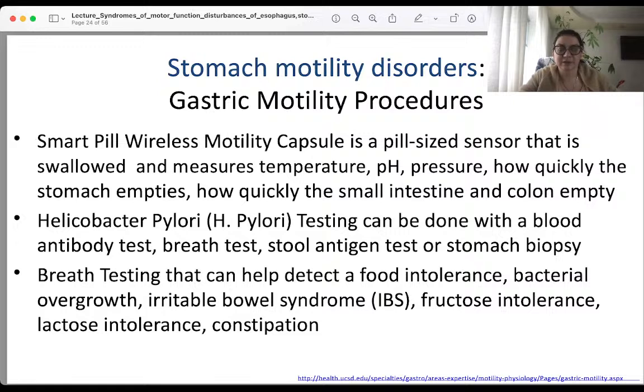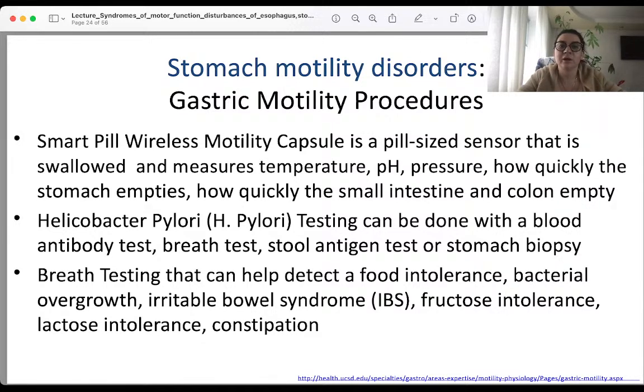Gastric motility procedures. For checking gastric motility, we can do different tests, and the most informative for us is checking pressure with the SmartPill wireless motility capsule. It is a pill-sized sensor that is swallowed and measures temperature, pH, pressure, how quickly the stomach empties, and how quickly the small intestine and colon empty.